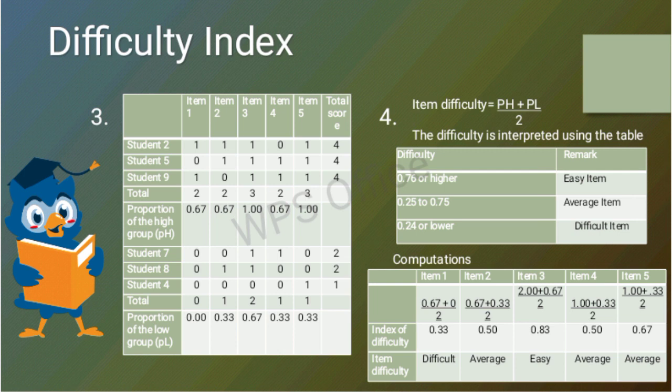In item number 4, 1.00 plus 0.33 over 2, the index of difficulty is 0.50. So the item difficulty is average. And last, item number 5, 1.00 plus 0.33 over 2, the index of difficulty is 0.67. And the item difficulty, it is average.